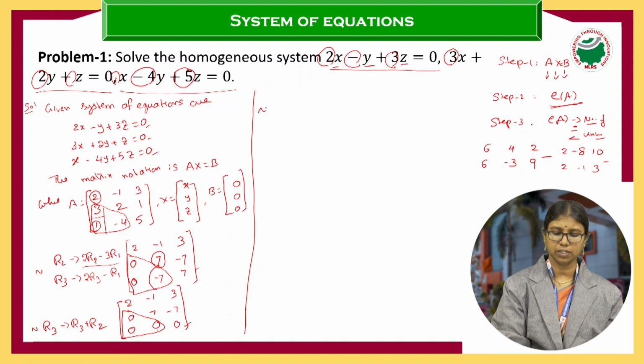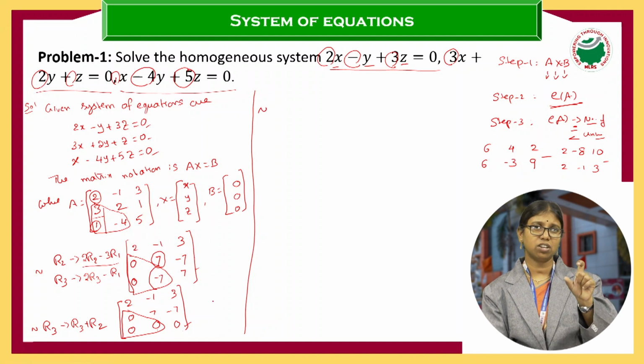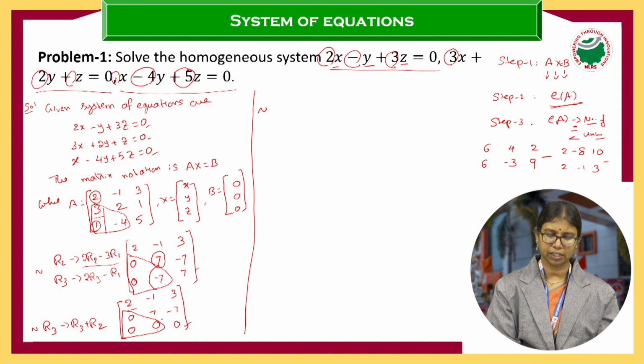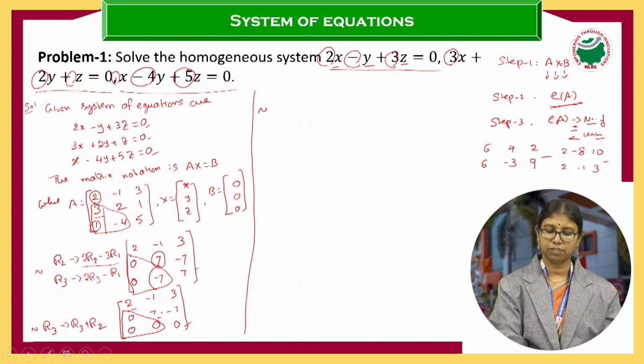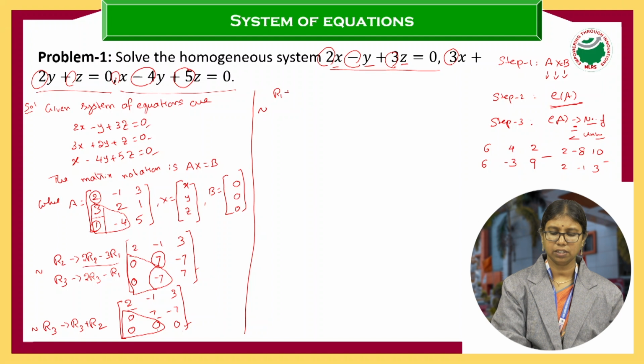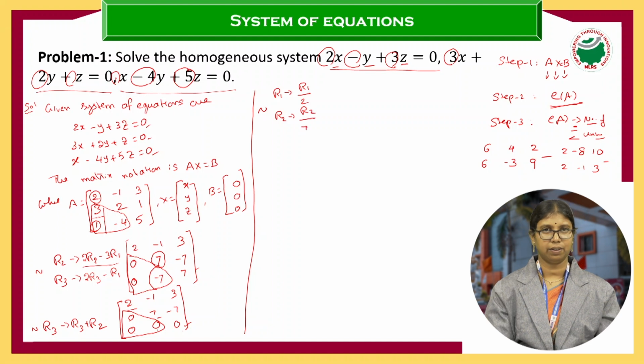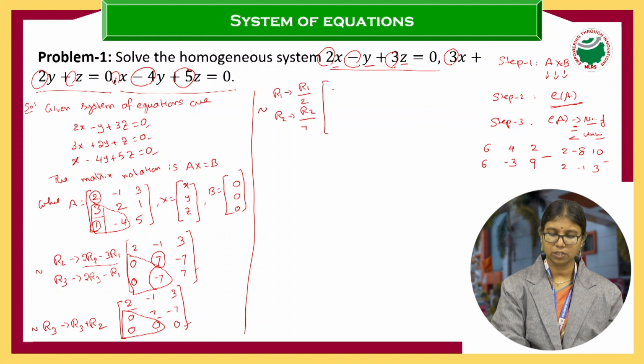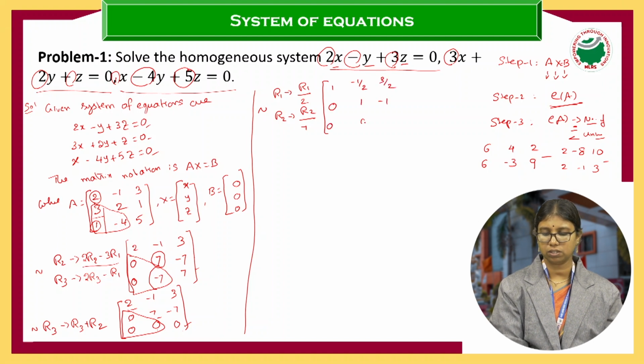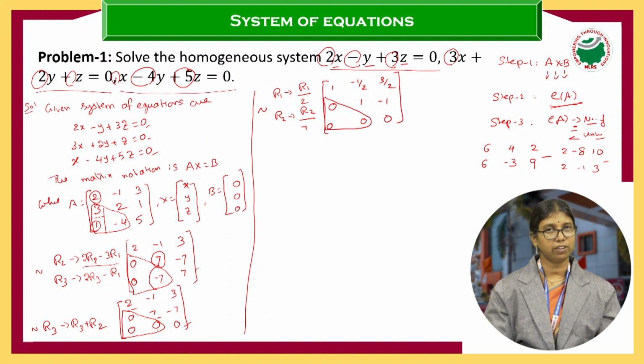So the third step is that the first non-zero value in a non-zero row must and should be 1. Here I have 2, here I have 7. So you divide the first row by 2, then R1 gives rise to R1 by 2. Similarly, for the second row, R2 gives rise to R2 by 7. Then we'll get the matrix as 1, minus 1 by 2, 3 by 2, 0, 1, minus 1, 0, 0, 0. Now it is totally satisfying the three conditions of echelon form.